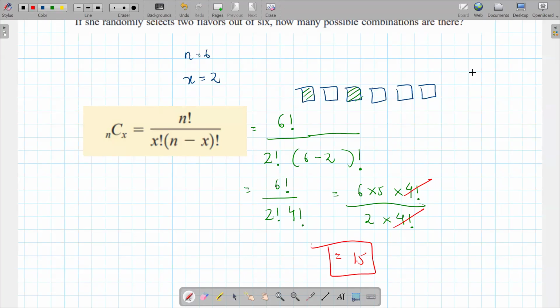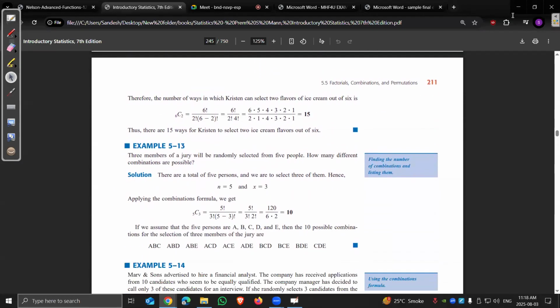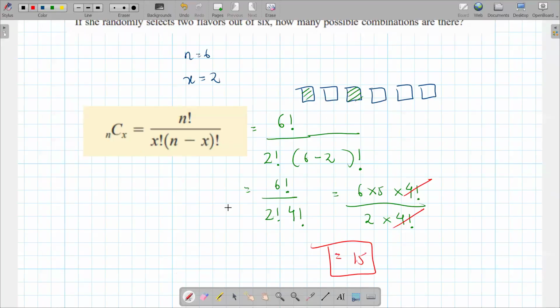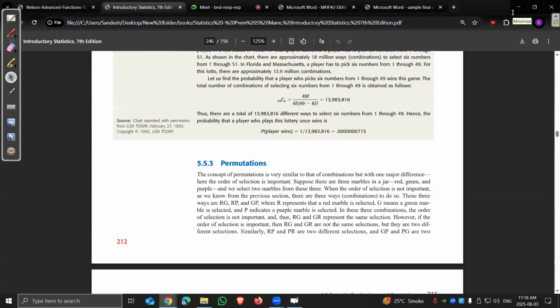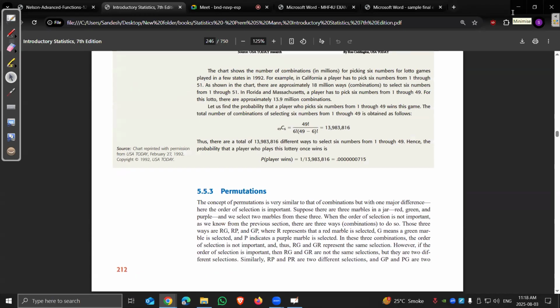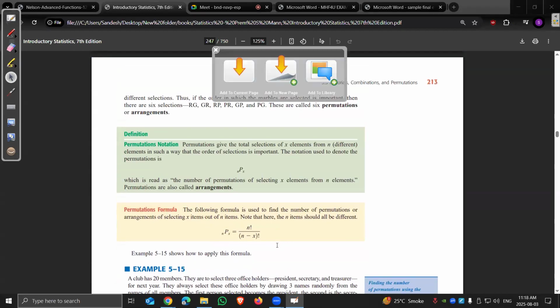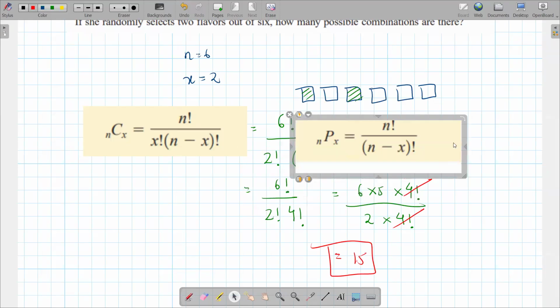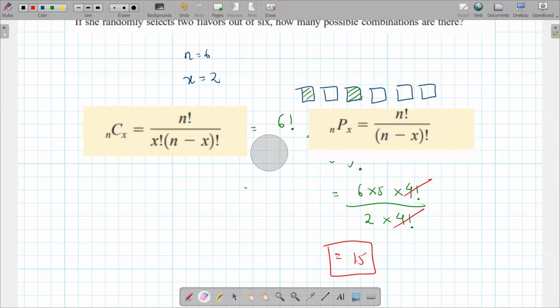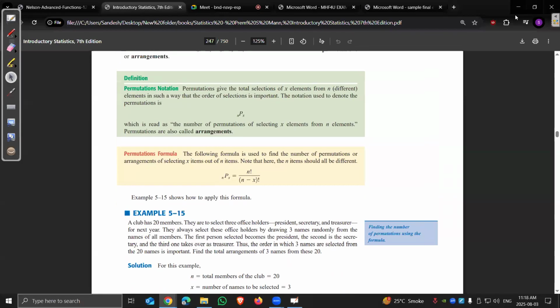Did that make sense? Everything is the same. So the hardest part about this, like I said, is that you have to identify whether something is combinations or permutations. The only difference is that in permutations, the order matters. What does it say here? Yeah, the order of selection is important. So the formula changes slightly. This is the formula for permutations. The only difference between them is in the denominator, you are no longer dividing by x factorial. It's just n minus x factorial. So let's look at a question.